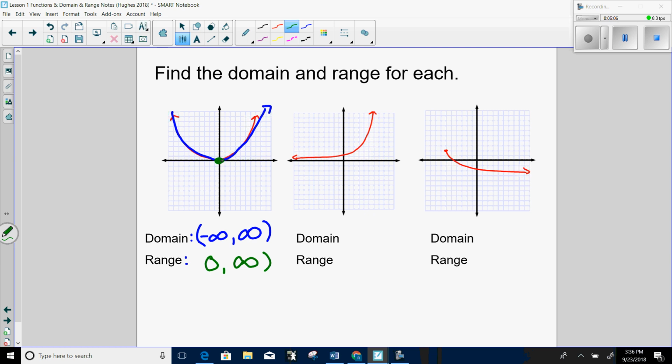But then I look at this. Is my graph touching 0? If it touches 0, we put a bracket. And that means include 0.